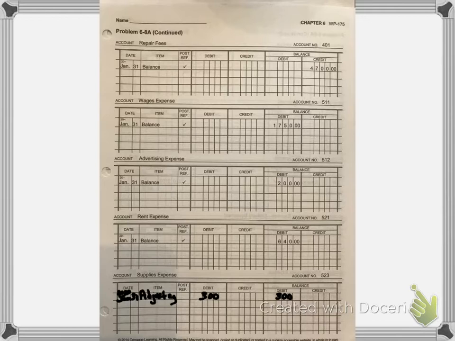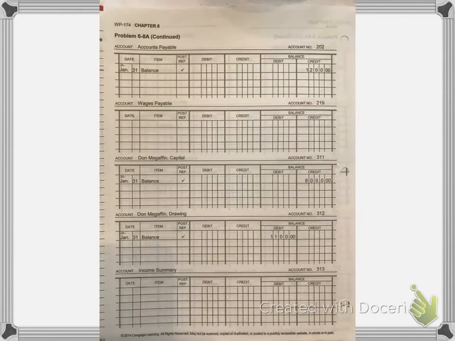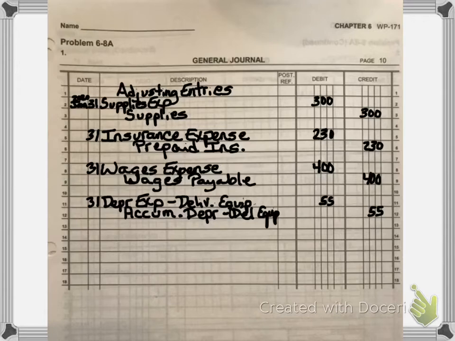We remember the next step is to write the journal page number that you're posting from. So this would be J10. And then the last step is to take the account number 523 back to the journal and enter it in the post reference column. And that line's completely posted. Then we would go to the next line.